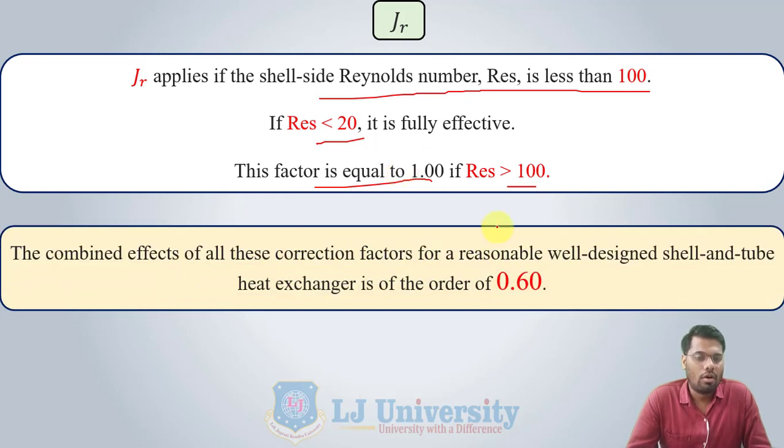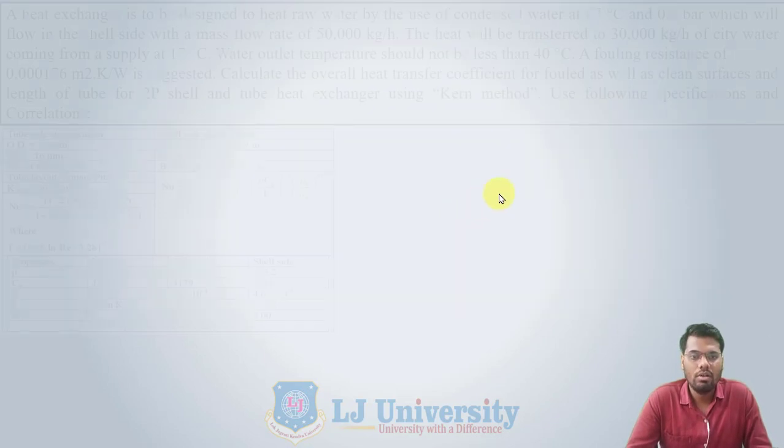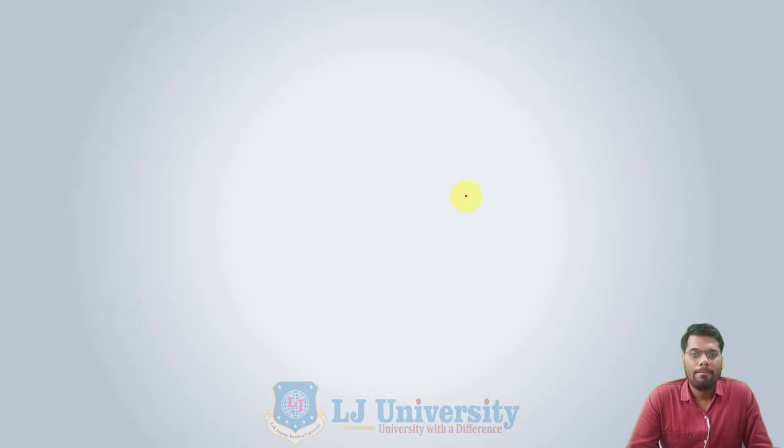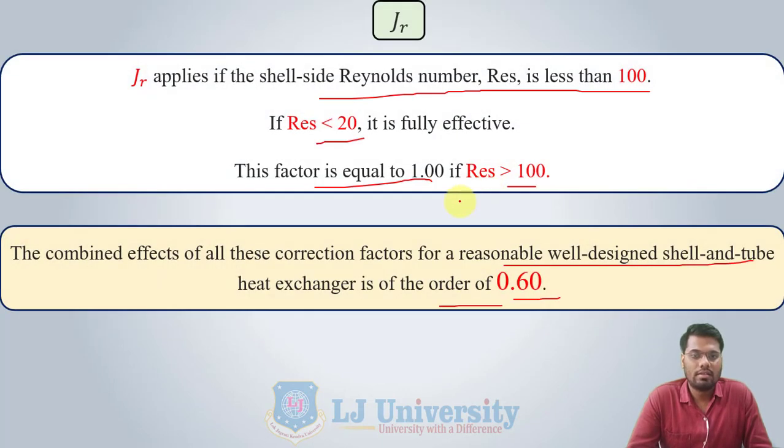The combined effect of all the correction factors for a reasonable, well-designed shell and tube heat exchanger is of order 0.60. So you just have to multiply the ideal heat transfer coefficient by 0.60, or 60%, and you will get the heat transfer coefficient for the shell side. So this is the Bell-Delaware method, which is more accurate as compared to the Kern method.